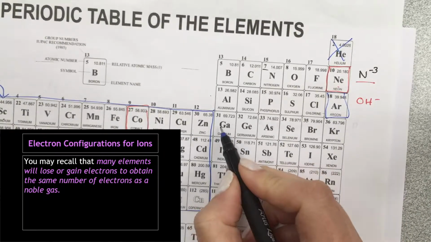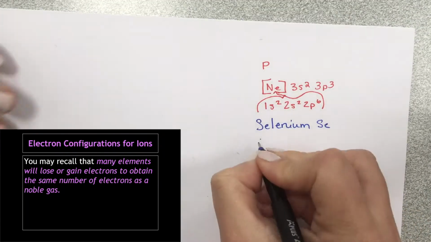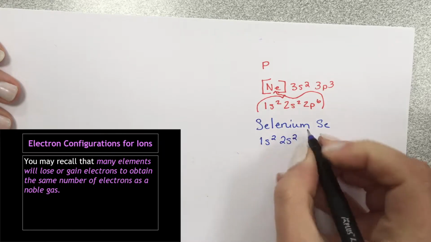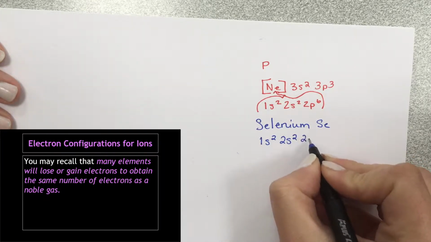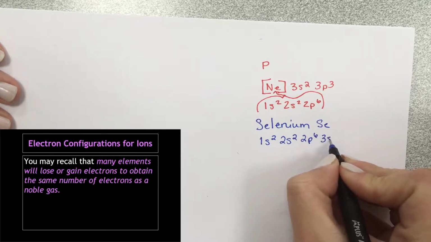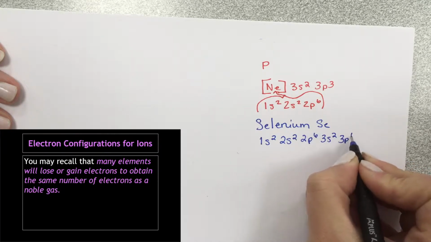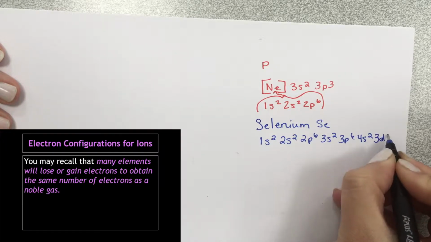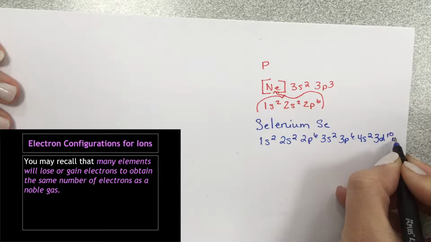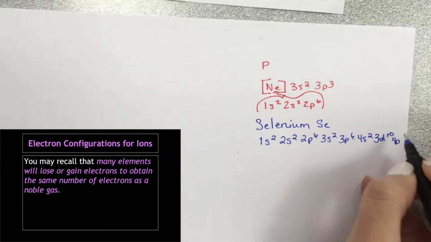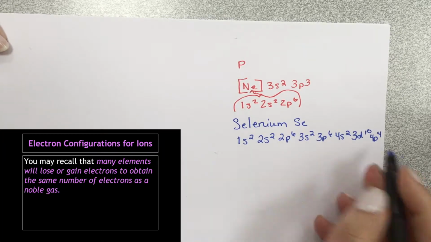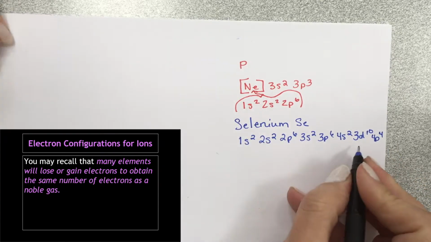So selenium is 4p4 is where it ends. So I'm just going to quickly write it. Okay, I've been doing this for a couple of years. 1s2, 2s2, 2p6, 3s2, 3p6, 4s2, 3d10, and then 4p4. Okay, so this is the electron configuration long form for selenium.